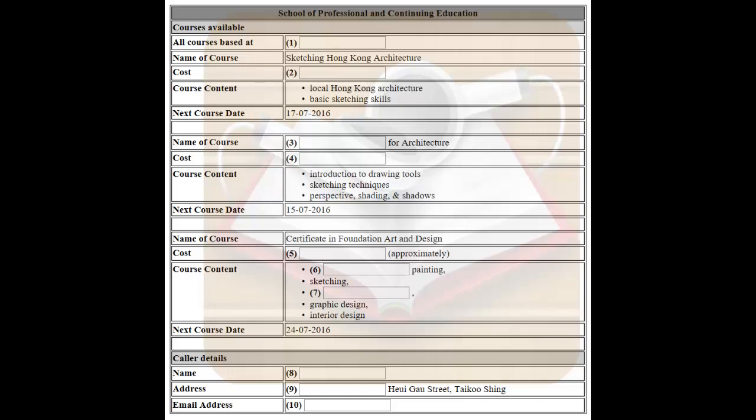Hello, this is HKU Space, Adrian speaking. How can I help you? Good afternoon. I've recently retired. I'm interested in taking up a course to develop my hobby. I noticed on your website you have a course on sketching Hong Kong architecture.